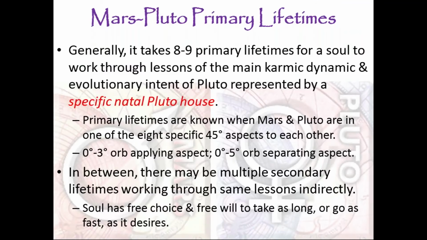Now, with Mars, Pluto, we have what we call primary lifetimes and secondary lifetimes. The primary lifetimes are when Mars is in one of the 45-degree specific aspects to Pluto. I have a tendency to use a smaller orb applying and a little bit larger orb separating. You see the degrees on your screen. So if you look at Mars to Pluto going 0, 45, 90, 135 degrees, etc., you will see that there will be somewhere between 8 and 9 primary lifetimes.